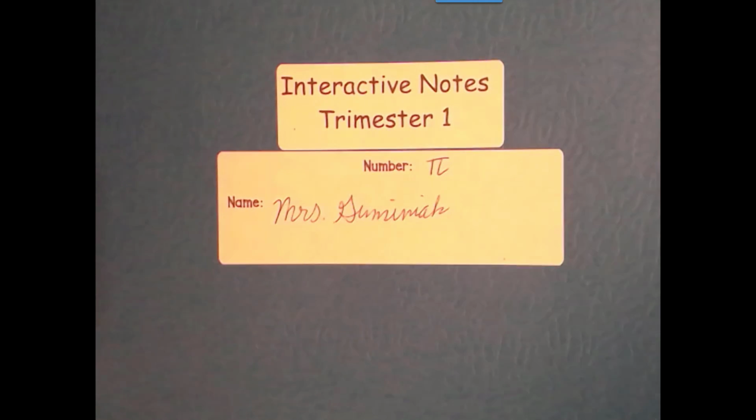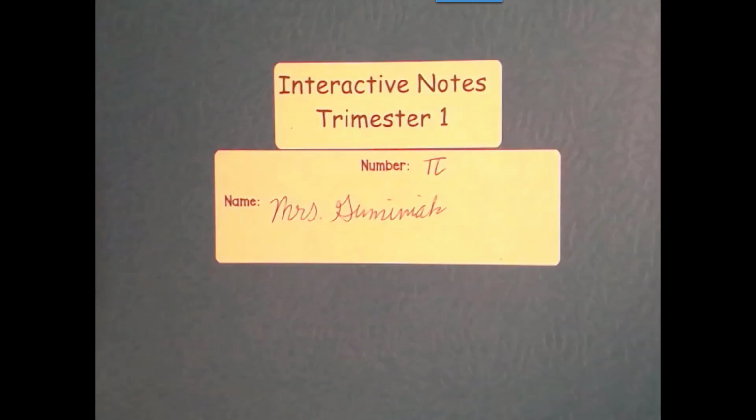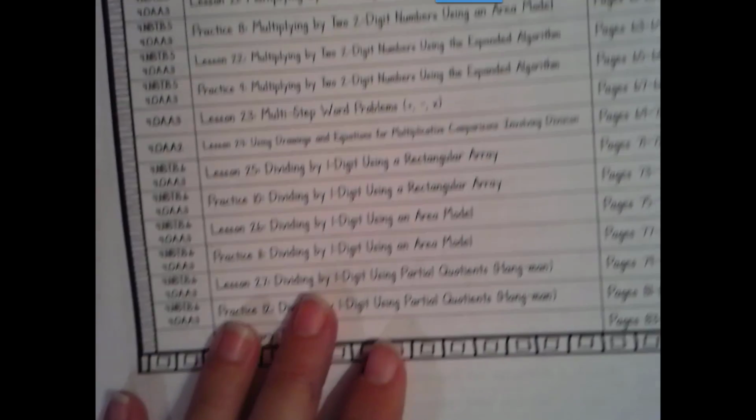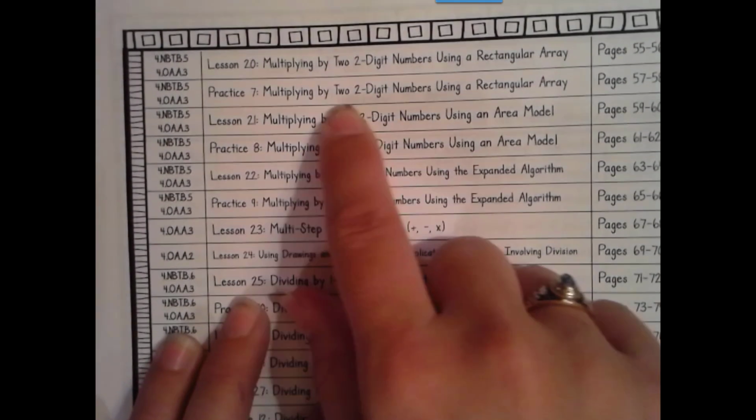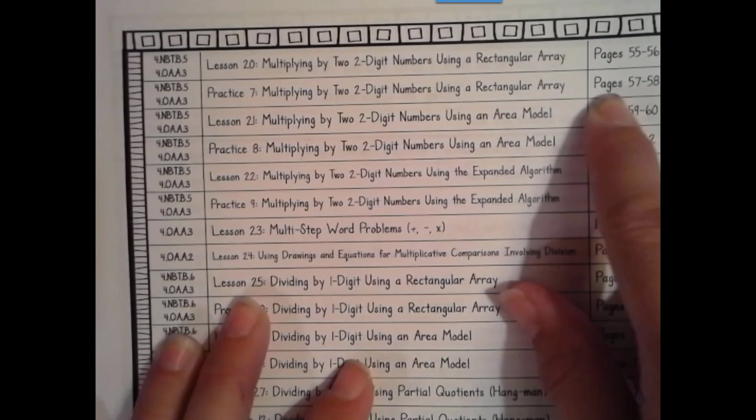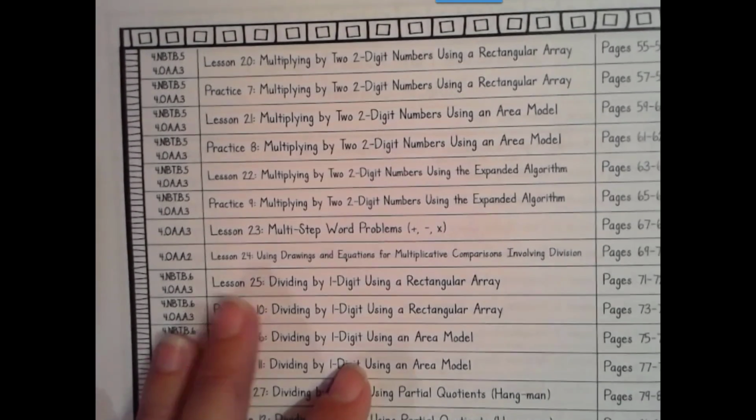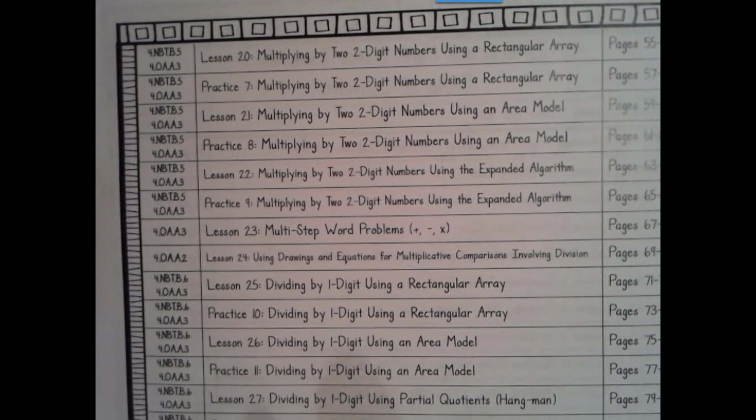Welcome to practice 7 of our interactive notes. So we are multiplying by two-digit numbers using a rectangular array. We need to turn to pages 57 and 58.